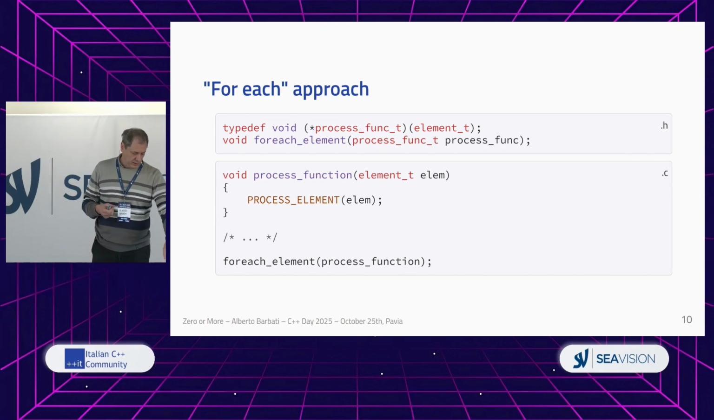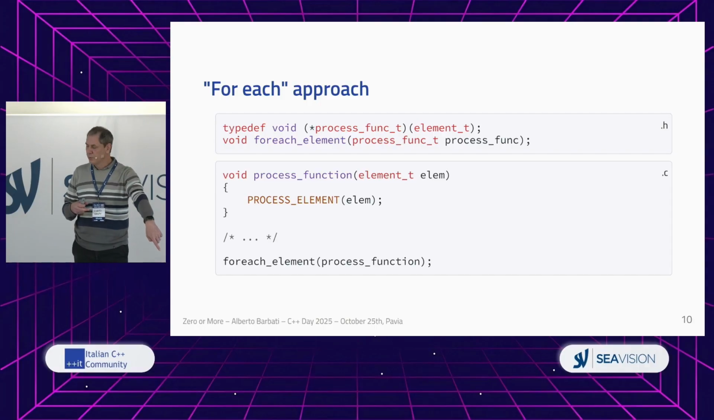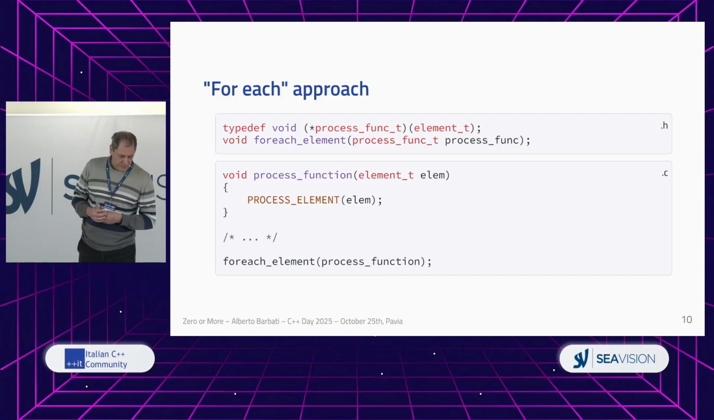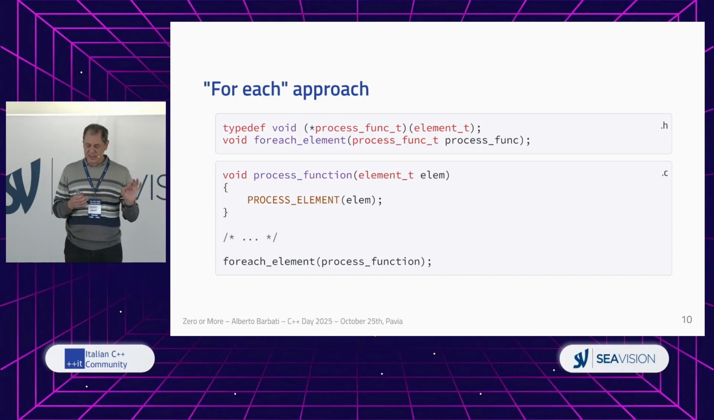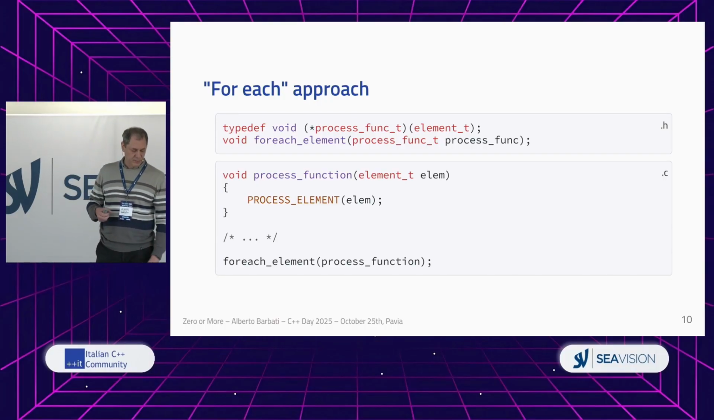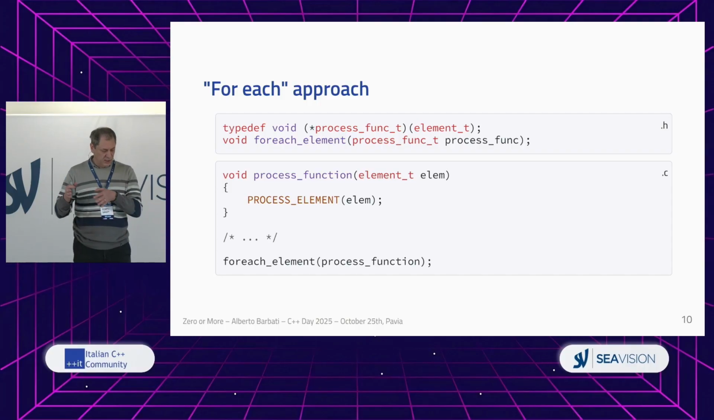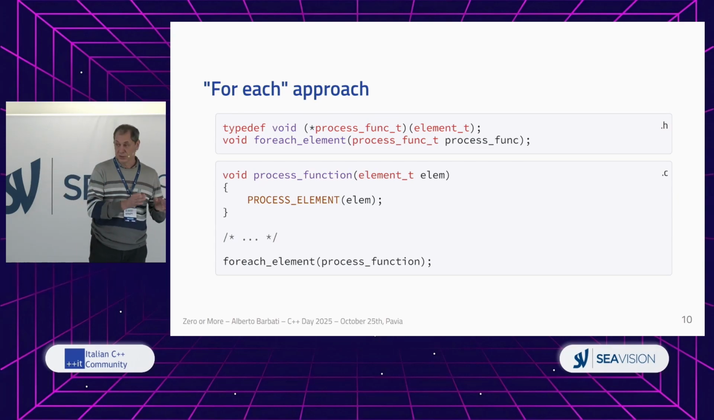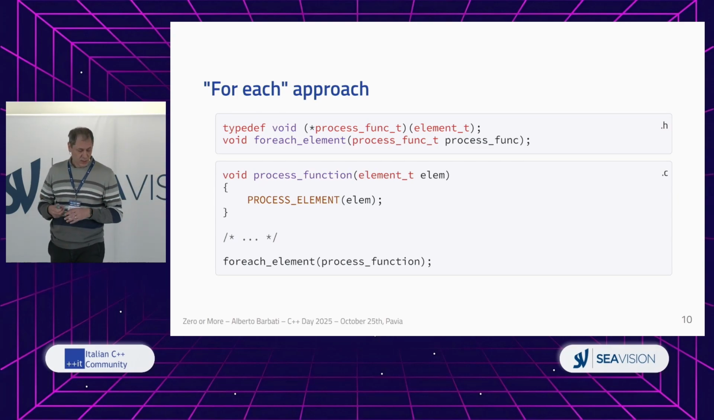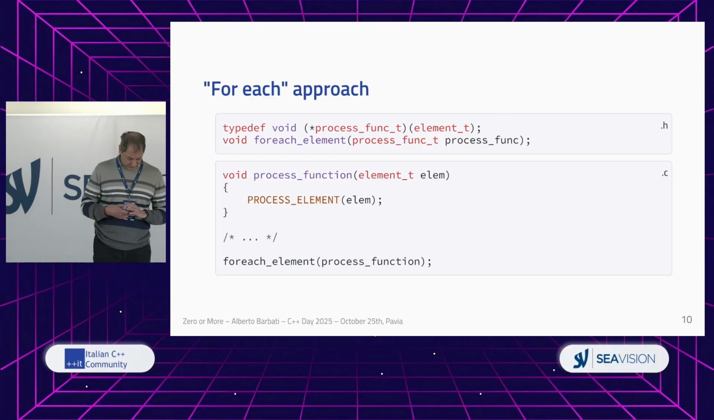We are not seeing the implementation here because we will see it in C++, which is more interesting. Okay, the problems. What are the problems? That the process function has to have exactly that signature. We see this typedef void process_func_t element_t, so the process function has to have exactly one argument of type element_t and return void. There are no exceptions, because otherwise you cannot produce the function pointer.